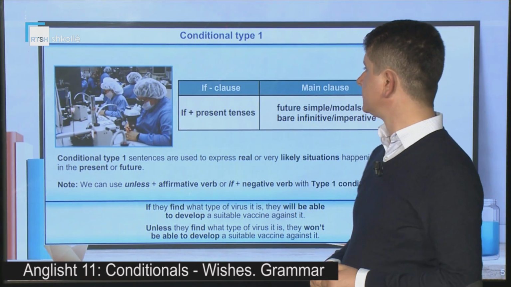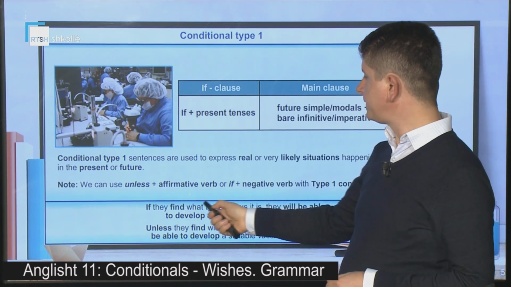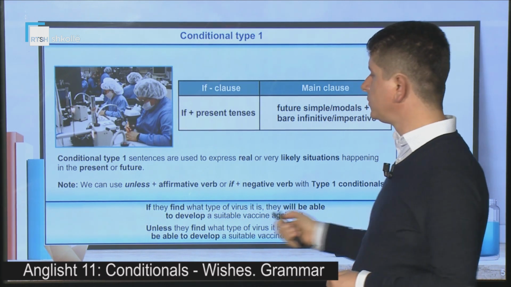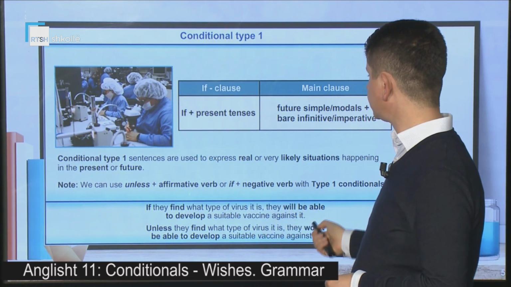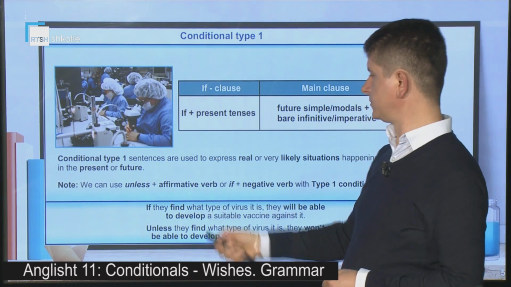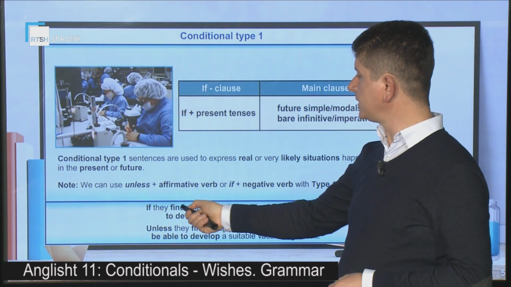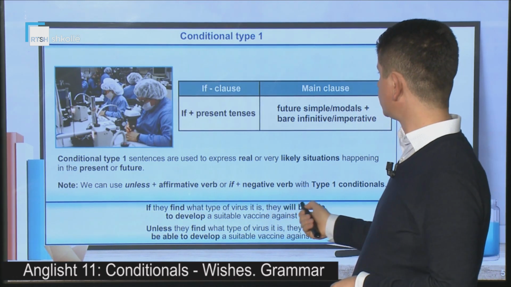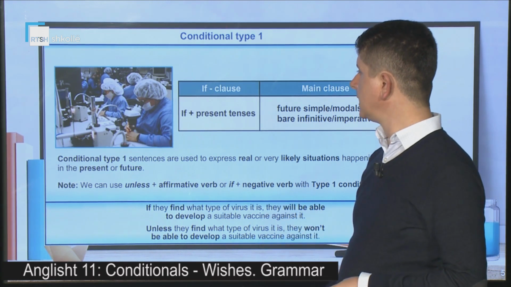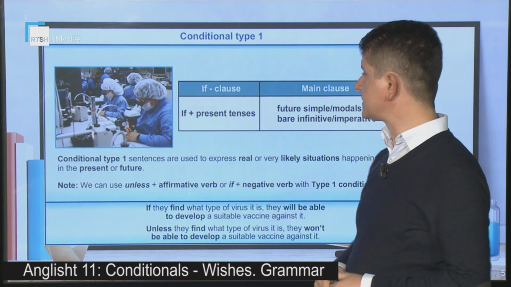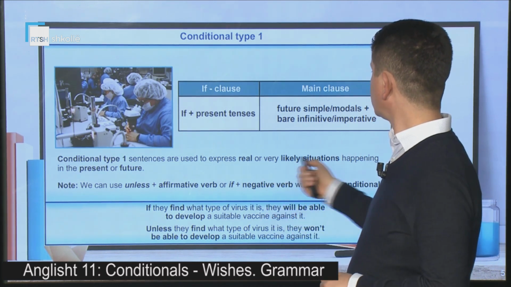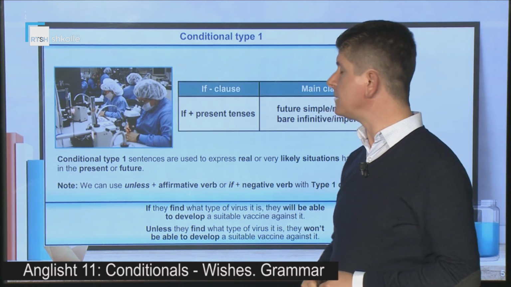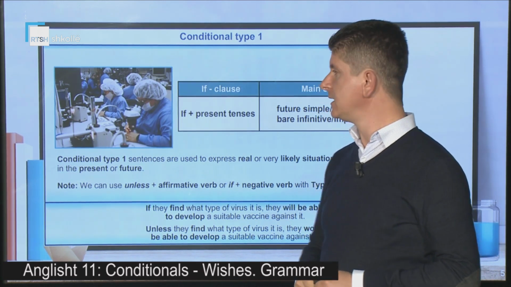The first conditional. Let's read the sentence. If they find what type of virus it is, they will be able to develop a suitable vaccine against it. Pay attention to the words in bold again. If they find, again we have if plus present simple, and will be able to. So we have the future simple. What does the first conditional express? It expresses real or likely situations that might happen in the future or in the present. Something is likely to happen, probably in the future.